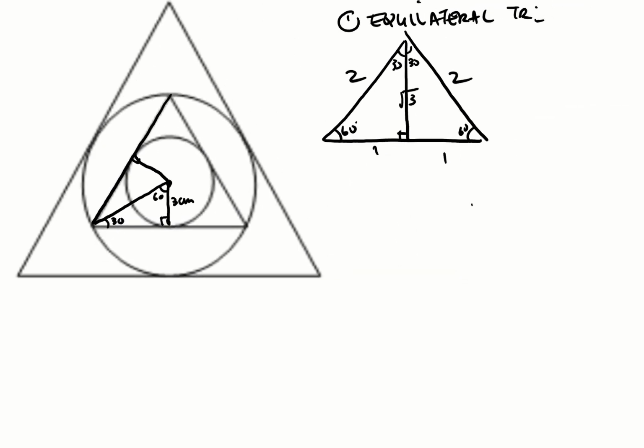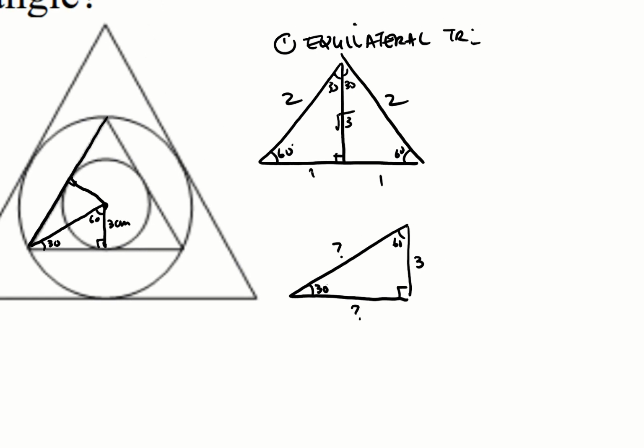I'm gonna draw this out. Looks something like this. All right. So this is 3, this is 90, this is 60, and this is 30, okay? Question now is, hey, how do you find the other two sides, okay? Let's go back to the equilateral triangle. So you see how this is 1, this is 2, and that's root 3.